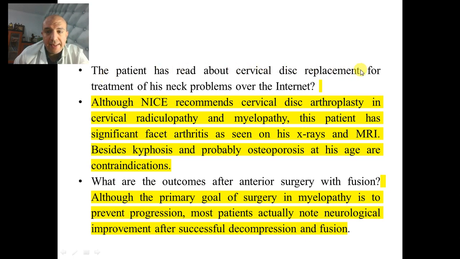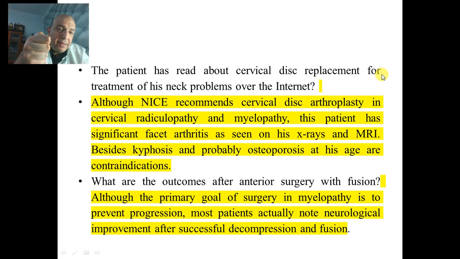The patient has read about cervical disc replacement. Cervical disc replacement is one of the options, sure, but to treat, you need a good facet. You have an intact facet, you have an intact uncovertebral joint. The aim of cervical disc replacement is to preserve motion. So if the motion of the spine is dependent on the facet, and the facet is defective, what is the role of cervical disc replacement?